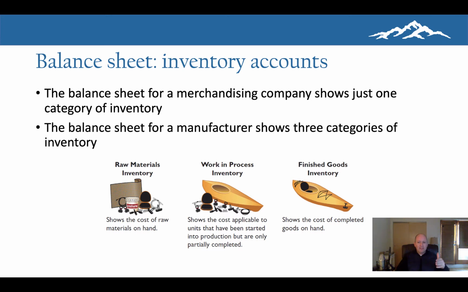And then finished goods inventory is the third inventory, and it shows the cost of completed goods on hand. Finished goods inventory is about like merchandise inventory for a merchandising company, right? Finished goods inventory is stuff that's ready to go and you're ready to sell.